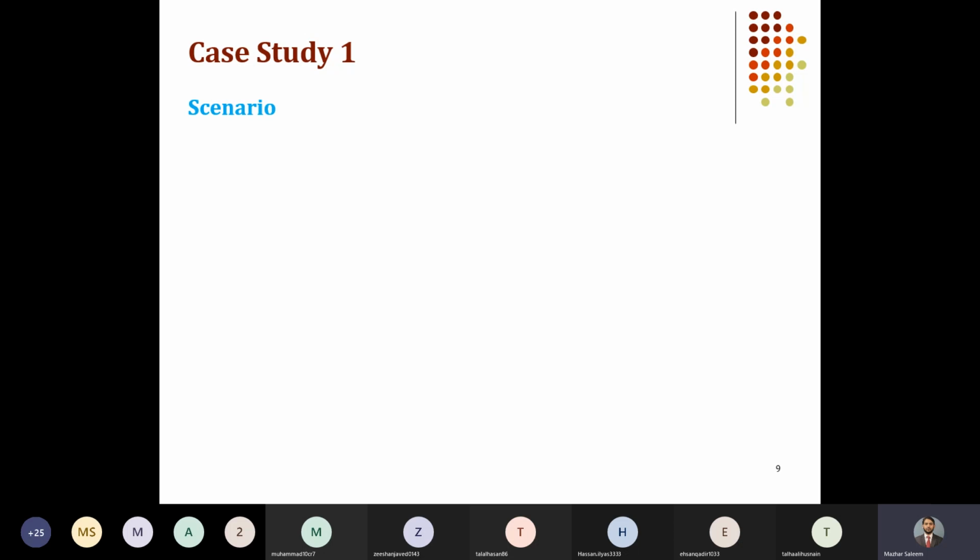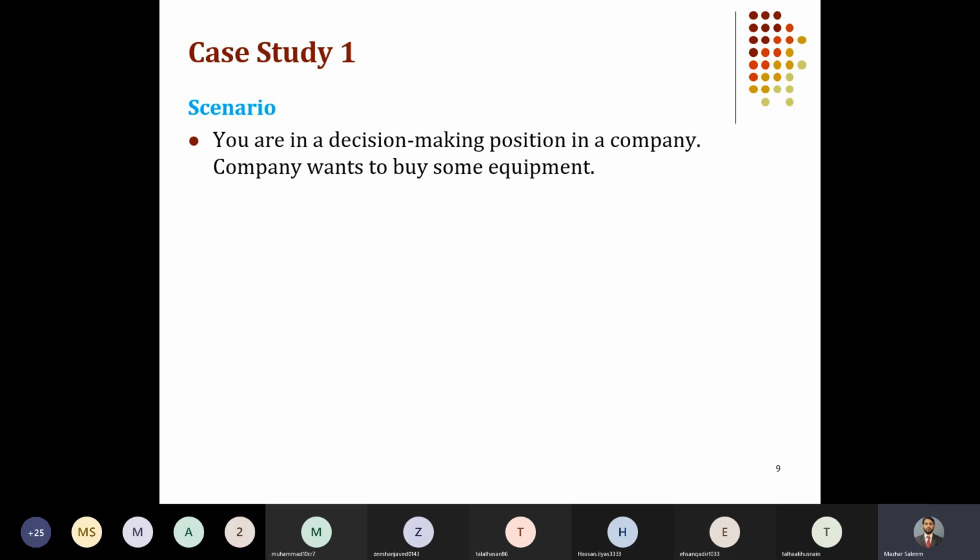scope and need of professional ethics with different case studies. So we'll talk about different scenarios, and we will see what the possible ethical and unethical situations are that may arise in different scenarios. Let's consider one scenario. Let's say you are in a decision making position in a company. The company wants to buy some equipment. Civil engineers, when we work professionally, work either for a consultant, a client, or a contractor.